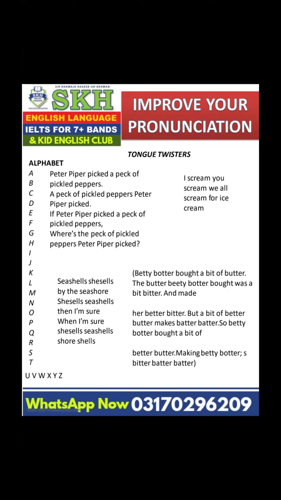Betty Butter bought a bit of butter. The butter Betty Butter bought was a bit bitter and made her better bitter. But a bit of better butter makes better batter. So Betty Butter bought a bit of better butter, making Betty Butter's batter better.